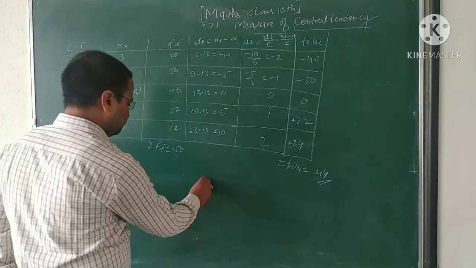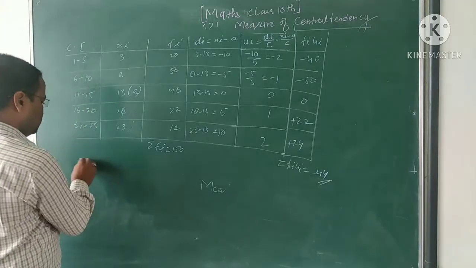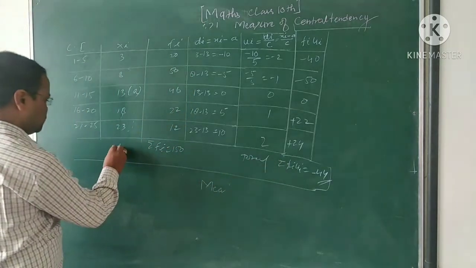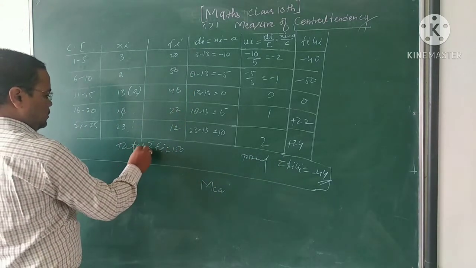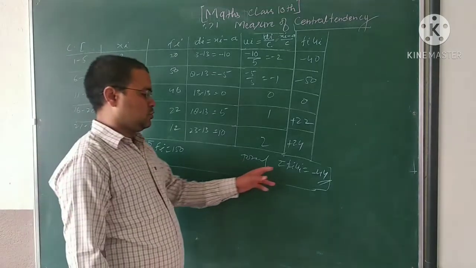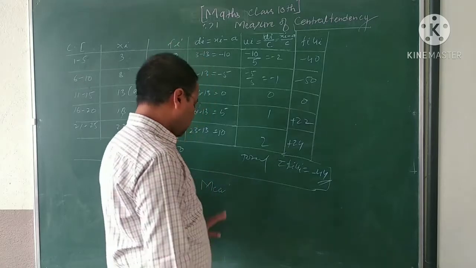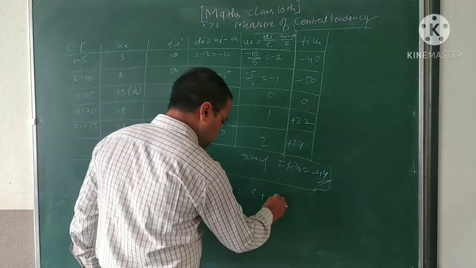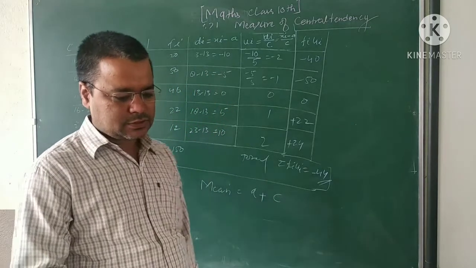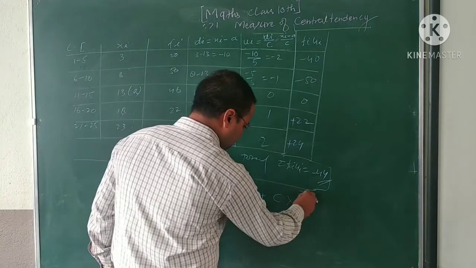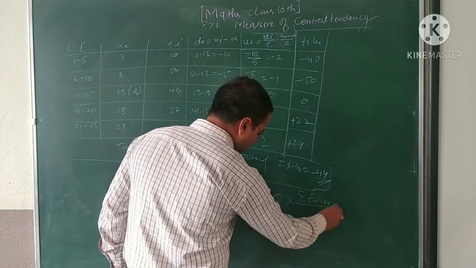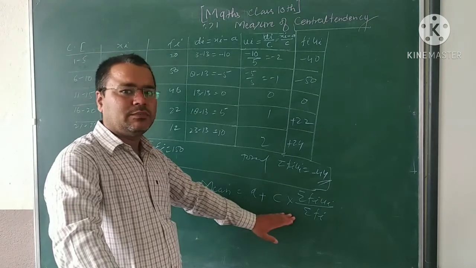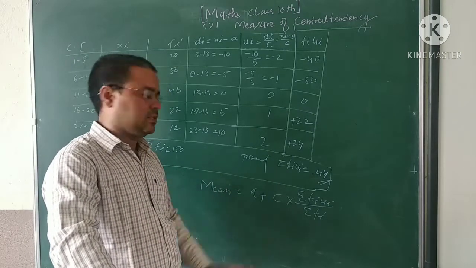Now for finding the mean, you can make one more row, and here I have the total. Sigma Fi is equal to this much, and total sigma FiUi is this much. And now we use the formula: mean is equal to A plus C into sigma FiUi upon sigma Fi. In this way, we can find the mean using the step deviation method.